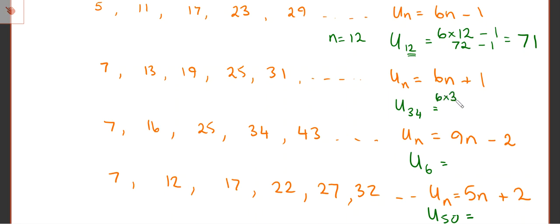So 6 times 34. I'm not saying you're wrong, saying it the other way. I'm just keeping it consistent with the 6 times n. Yeah, it's fine doing it the other way. 6 times 34 plus 1 is 205. 6 times 34 is 204 plus 1 makes 205. Who's going to do U6 for me? A nice easy one. Kaylin?